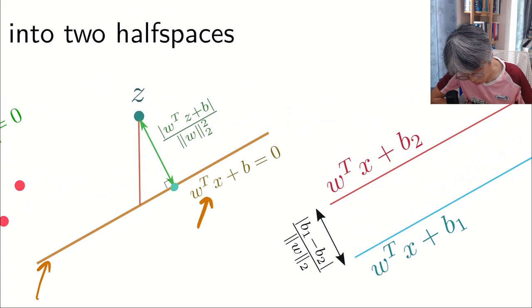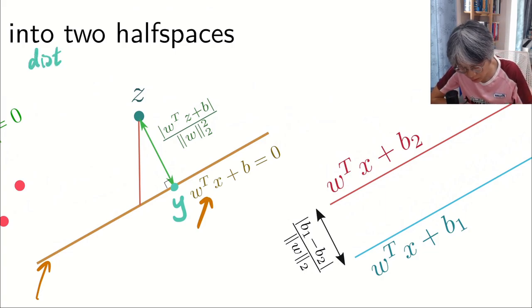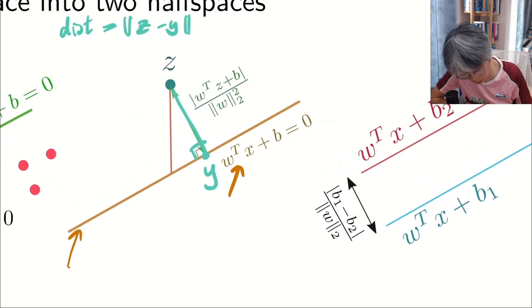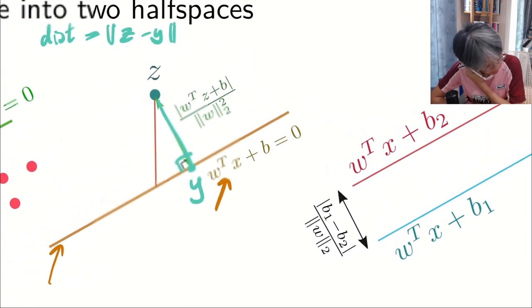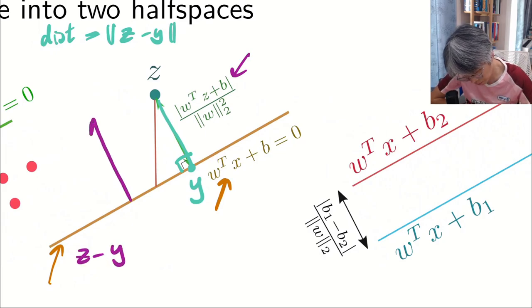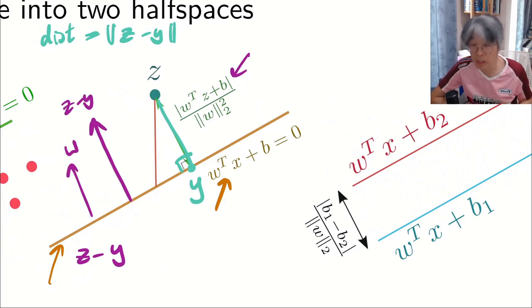Let's mark the point Y that is the intercept of this green line with the hyperplane. You know that the distance is basically the norm of Z minus Y. And what is the characteristic of vector Y? The green line has to be perpendicular to the brown line. So if you draw the vector Z minus Y, it has to be parallel to the normal vector W.